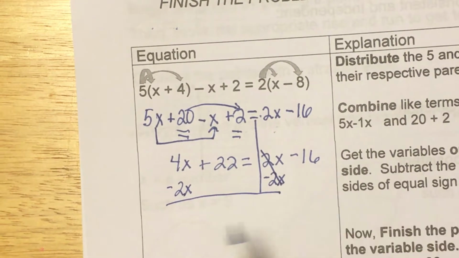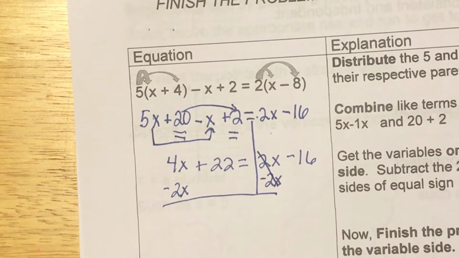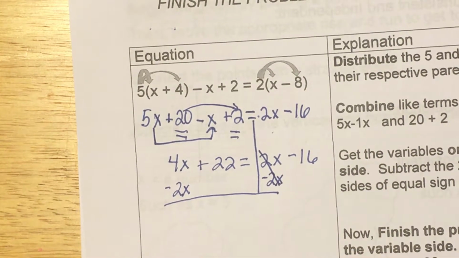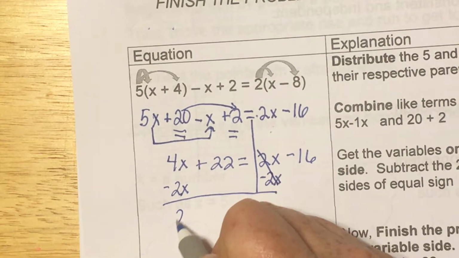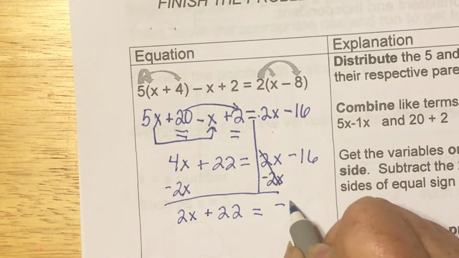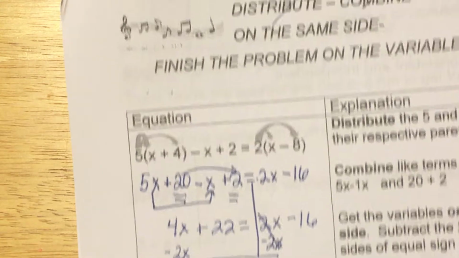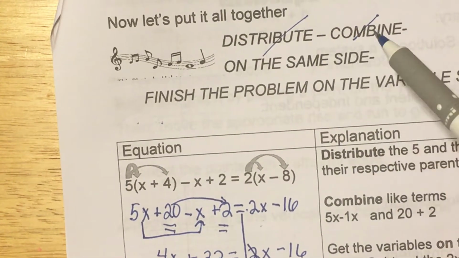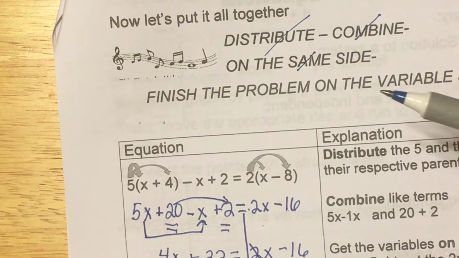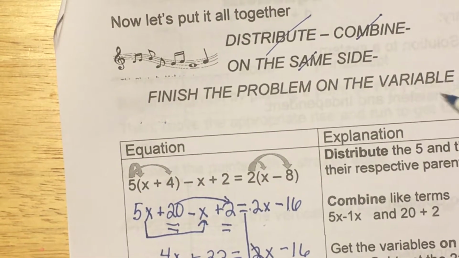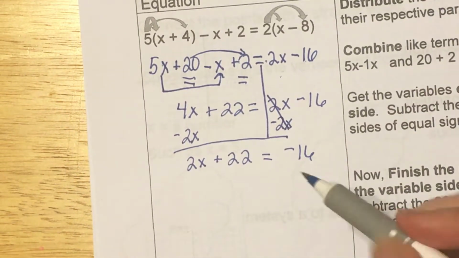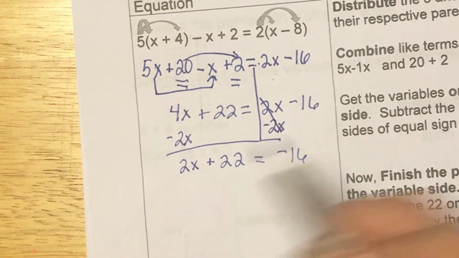Again, I can only combine things that are like terms like the 4x and the 2x. I cannot combine it with the 22 because there's no x there. So 4x minus 2x is 2x plus 22 equals negative 16. So now I look at my song and I say, distribute, combine, on the same side. And finally it says, finish the problem on the variable side. Well, what's the variable side? In this case, the variable's on the left side of the equal.